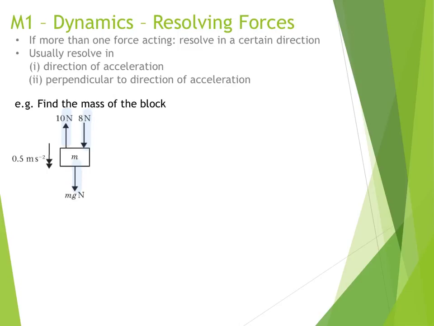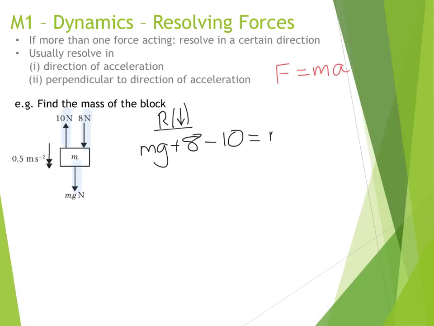Right, so I'm going to start resolving now then. I've finished with my diagram. I'm going to resolve downwards because that's where my acceleration is happening. So downwards I've got mg, and I've also got 8, and against it I've got that 10, so that's going to be negative 10. Remembering that we are using F equals ma. Now that I've got all my forces, that's equal to mass times the acceleration which I'm given, which is 0.5.